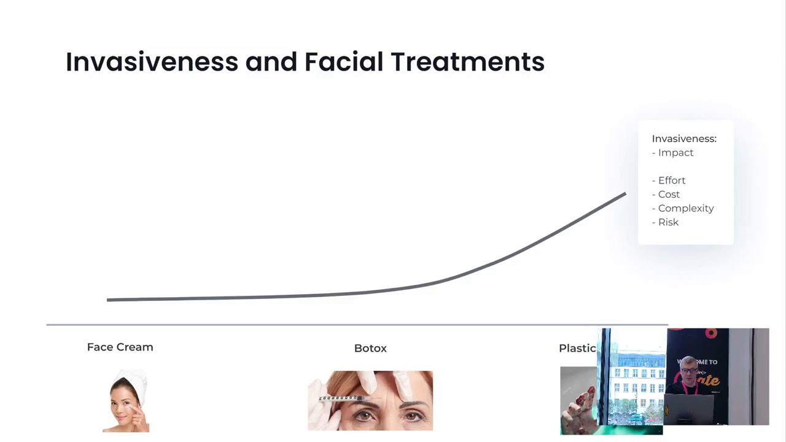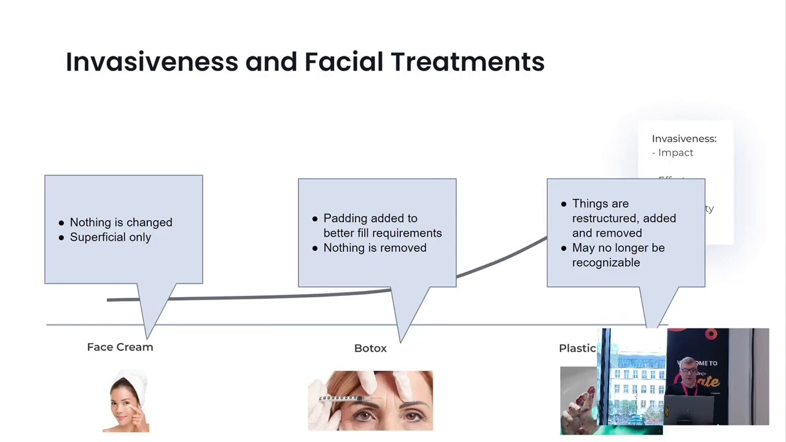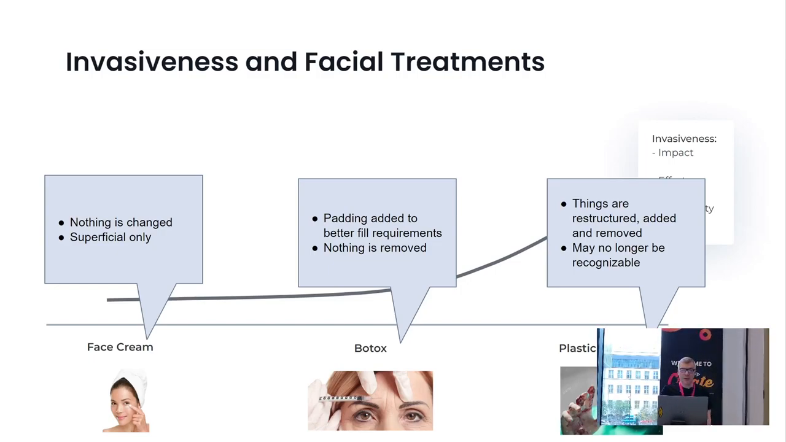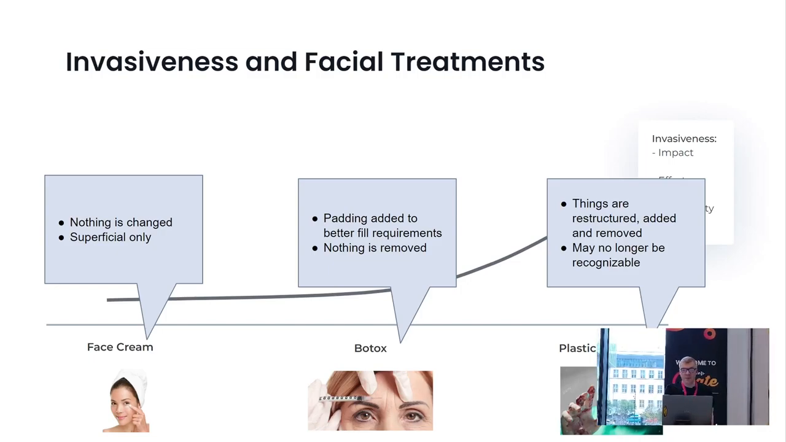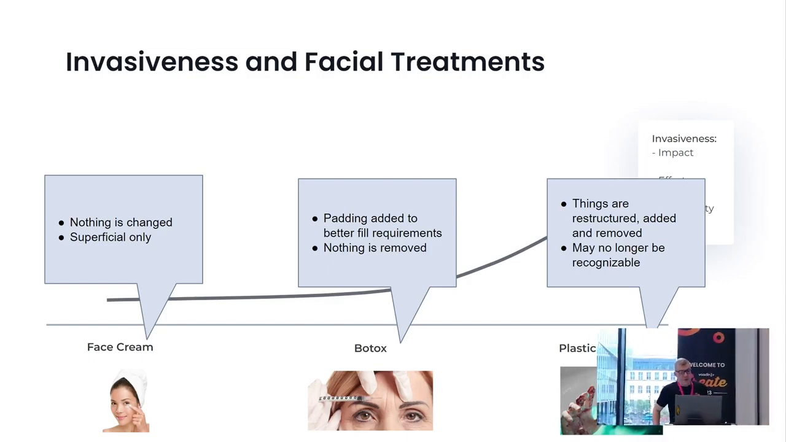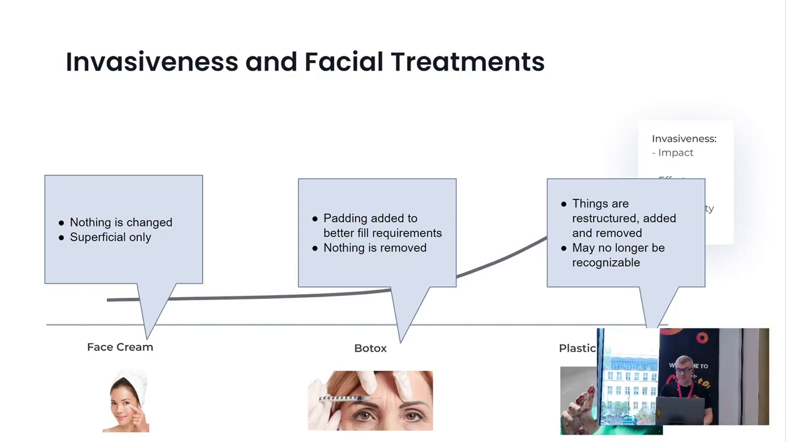Now that we have that, what are the properties of these different solutions? With face cream, nothing is actually changed about the face. Whatever we've done, it's only superficial. With Botox, we have padding added to better fill the requirements, which is a wrinkle-free face. We're not really taking anything away at this point. And then finally, plastic surgery. We are really changing things, but we need to accept that people who knew us before may no longer recognize us. And that's the whole idea.